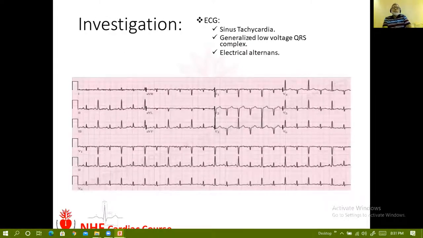Investigation. Investigation leads to sinus tachycardia. ECG is the most important investigation. Sinus tachycardia, generalized low voltage QRS complex, electrical alternans, that means one QRS is tall, another is short, alternating. This is electrical alternans.